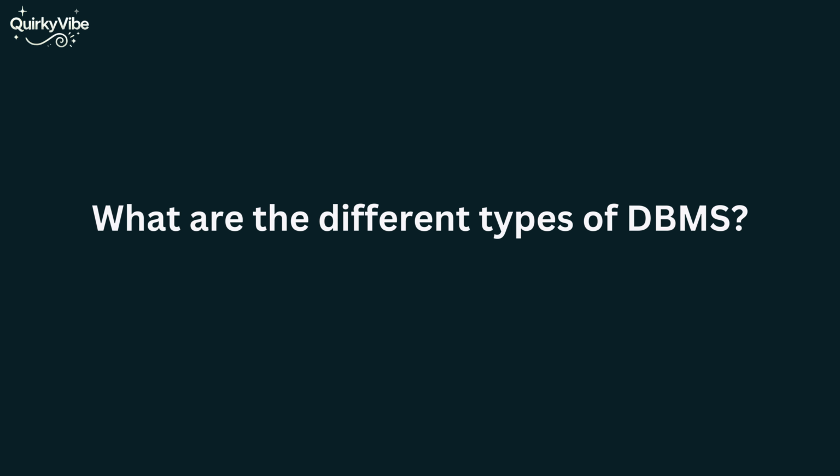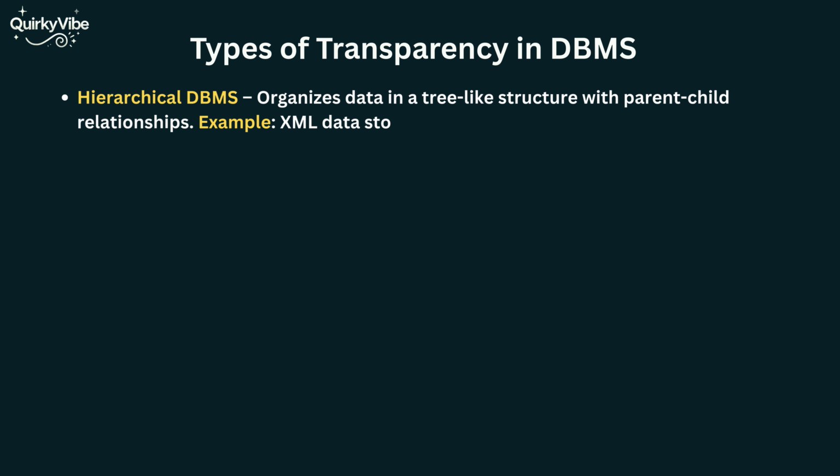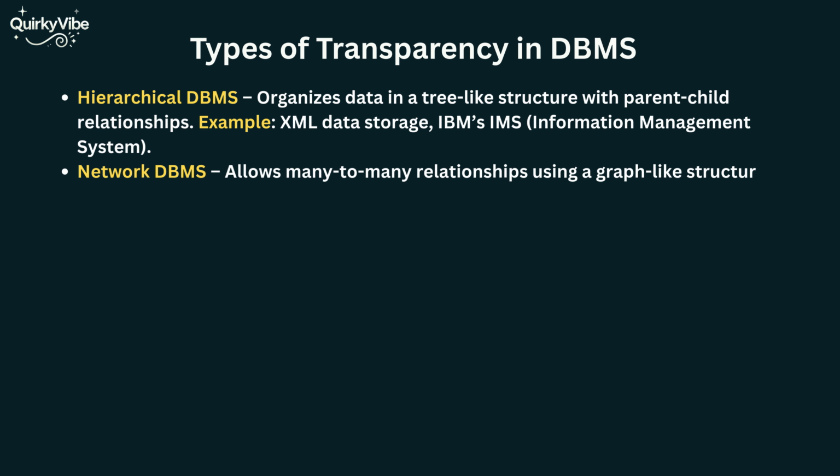What are the different types of DBMS? Hierarchical DBMS organizes data in a tree-like structure with parent-child relationships. Example, XML data storage, IBM's IMS, Information Management System. Network DBMS allows many-to-many relationships using a graph-like structure. Example, Integrated Data Store, IDS, TurboIMAGE.